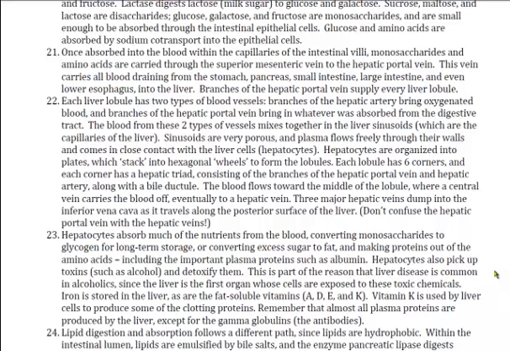Now, be sure you keep straight the hepatic portal vein and the hepatic veins. Hepatic portal vein brings blood into the bottom side, the inferior surface of the liver, carrying nutrients from the digestive tract. The 3 hepatic veins leave more or less from the top of the liver. They're embedded in the surface of the liver, and they dump into the inferior vena cava.